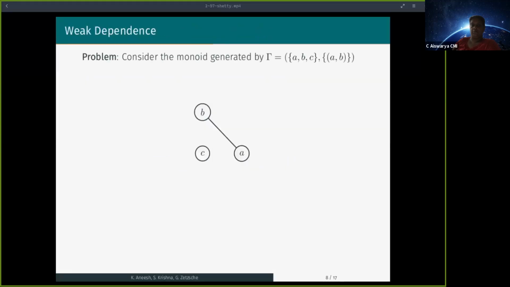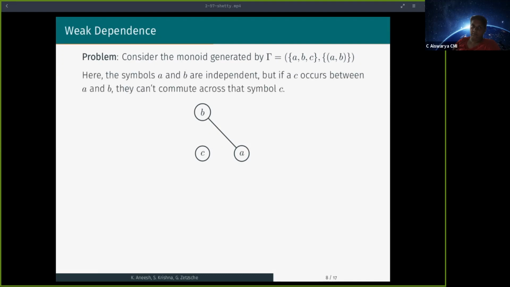A property of multi-pushdowns is that the dependence relation forms an equivalence relation on the symbols. That is, a symbol is a part of one and only one stack. This is not true in case of general graph monoids. Consider the monoid on the slide. Here, A and B are independent and can commute with each other, but neither of them can cross the symbol C to commute with the symbols on the other side.